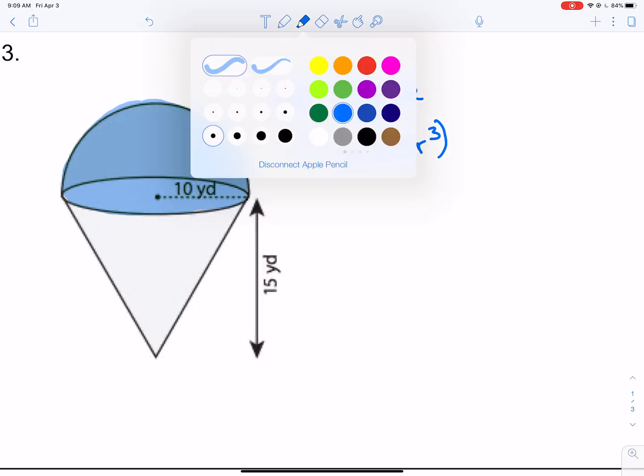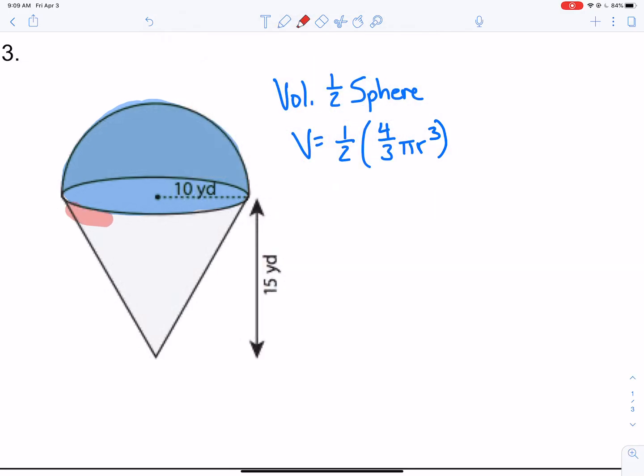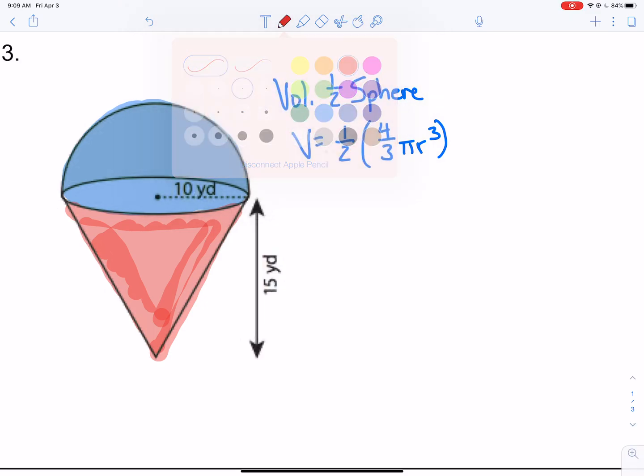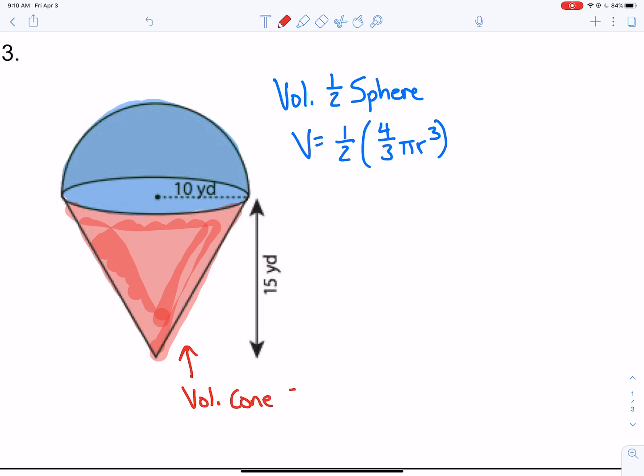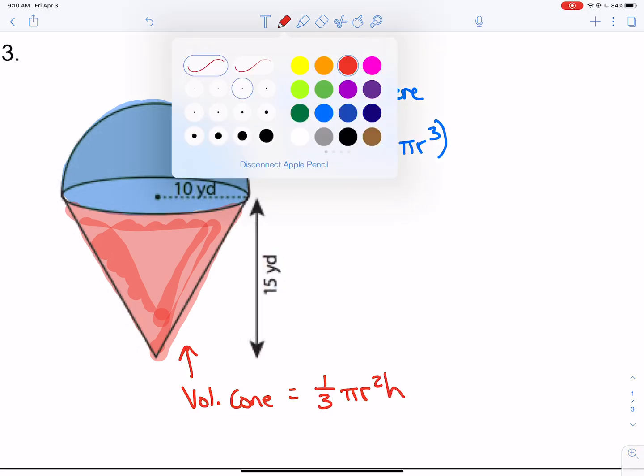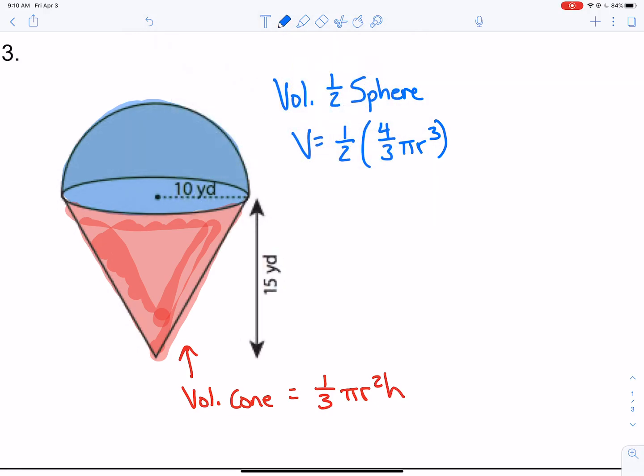And at the bottom, the cone is just the shape of a cone. So we just need to find the volume of the cone plus the volume of half of the sphere at the top. So let's write volume of a cone is equal to 1/3 pi r squared times h. And we just need to fill those in, find the volume, and add those together.